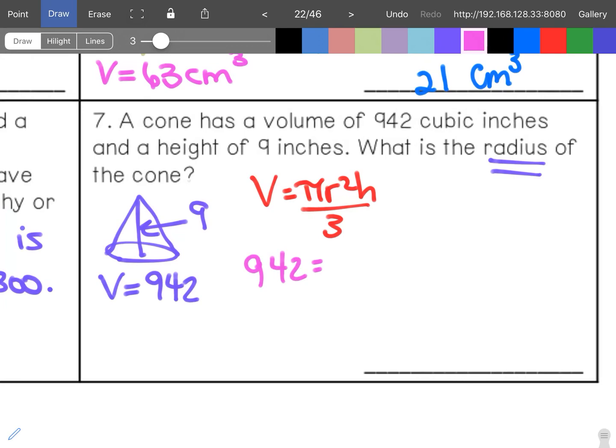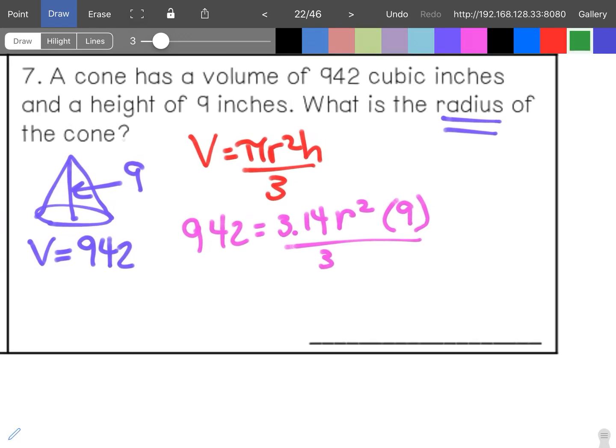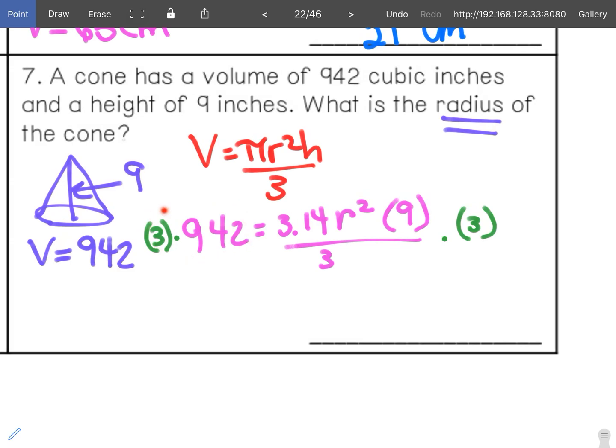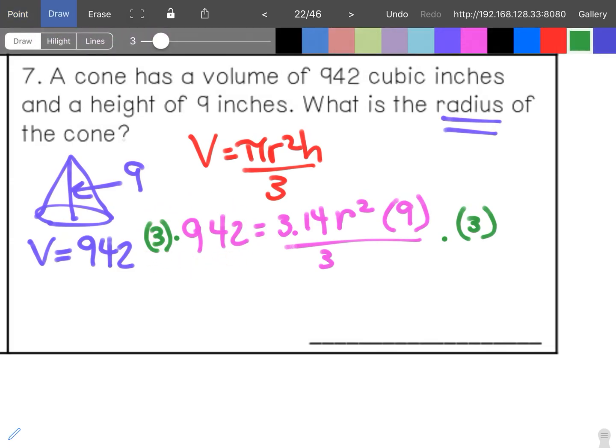We know that pi is 3.14. We don't know the radius. They want us to tell them, so we have to write radius squared. And we know that the height is 9. And we still have this divided by 3 here. So we have an equation we have to solve here. I would get rid of this divided by 3 first by multiplying both sides by 3. So you're going to do 942 times 3. Do that in your calculator first. You're going to get 2,826. The 3's here will cancel, and we're left with 3.14 times r squared times 9.